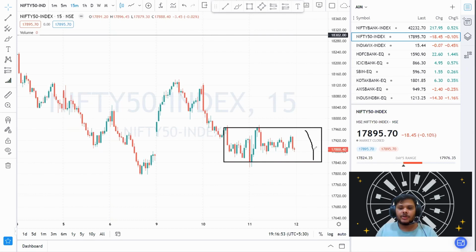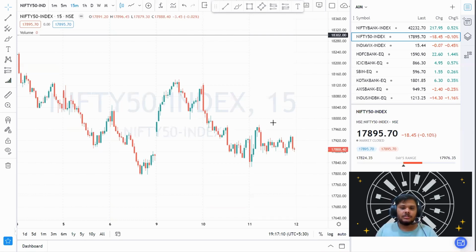So that 100-point zone would be your sideways zone. If it trades above 950 or 17,800, then you can take a trade for buying. For any kind of selling trade, you can take a trade easily if it opens gap down and trades below 17,850 or the round level 17,800, then you can assert some selling pressure from there.